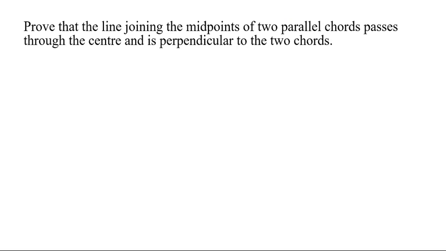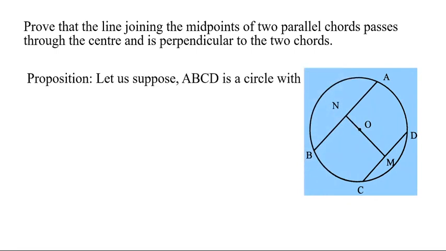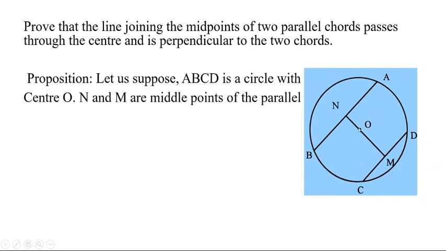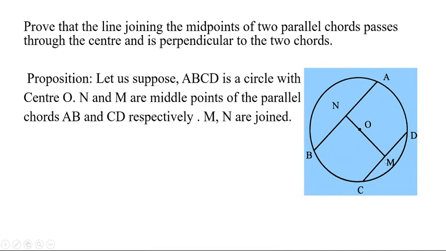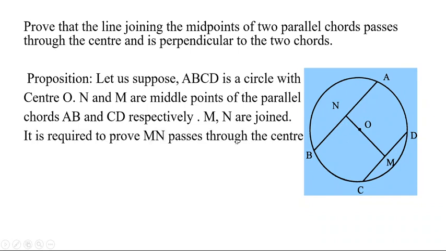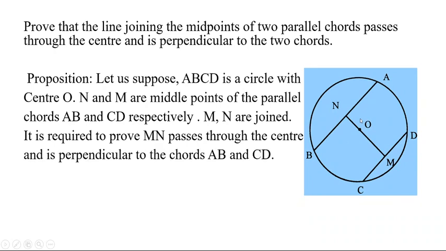Now another exercise. Prove that the line joining the midpoints of two parallel chords passes through the center and is perpendicular to the two chords. See this figure. Let us suppose that ABCD is a circle with center O. N and M are middle points of the parallel chords AB and CD respectively. M and N are joined. It is required to prove that MN passes through the center and is perpendicular to the chords AB and CD. Construction, we have to join O, N and O, M. Proof.